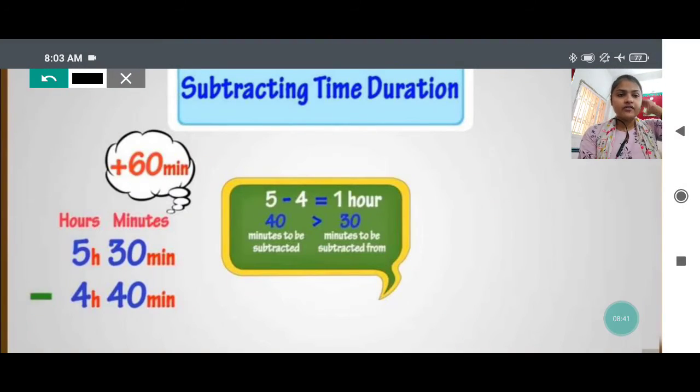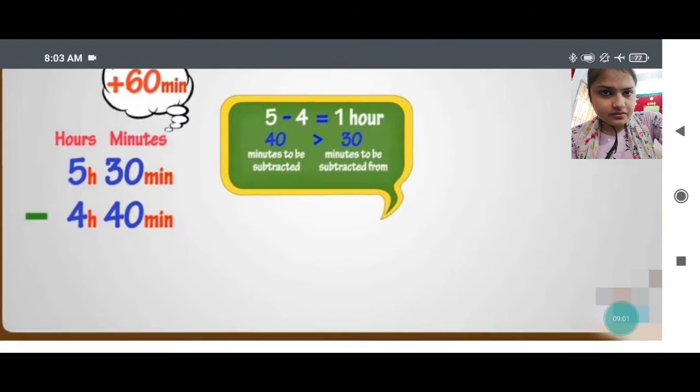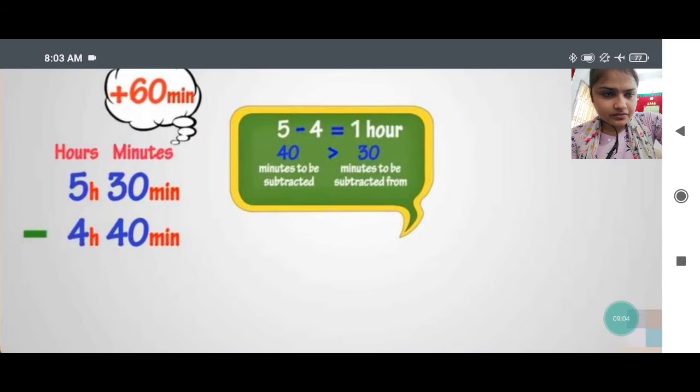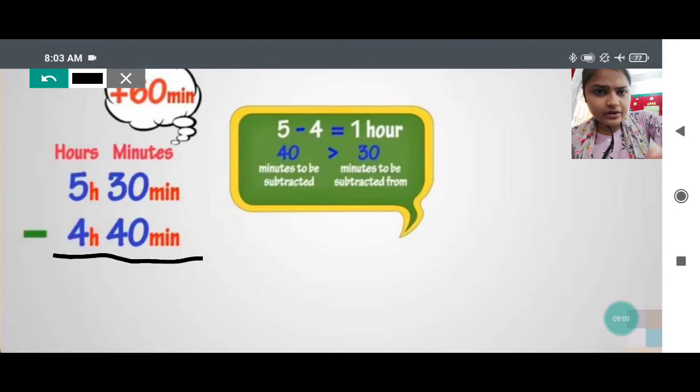Just the same, we have to subtract this also. We have made 2 columns, one for hour in which I have written 5, and one for minute in which I have written 30, and just below 5 I have written 4 in the hour and 40 in the minute. What will I do? Subtract. See, here only we can do the subtraction.